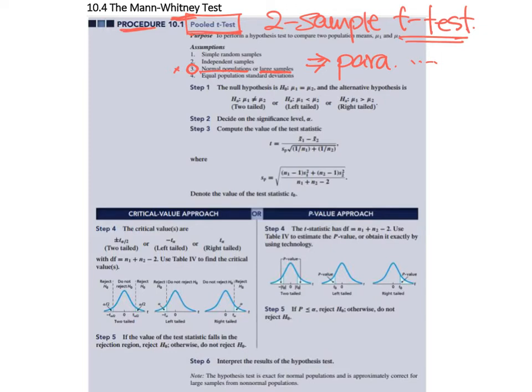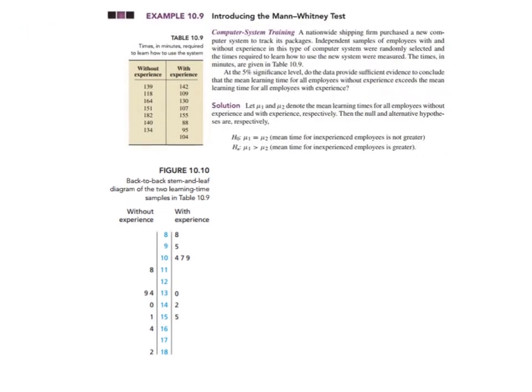So definitely we don't need the equal variance assumption. We just need simple random sampling, and we just need independent samples, because we have two samples. Please review the pooled t-test as an independent two-sample t-test, and compare it to the Mann-Whitney test. So let me look at the example here.